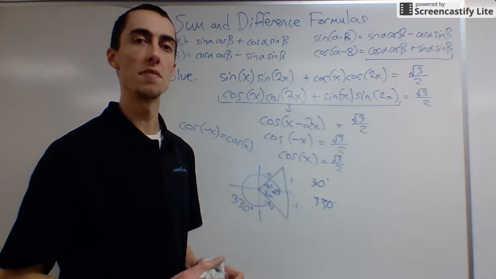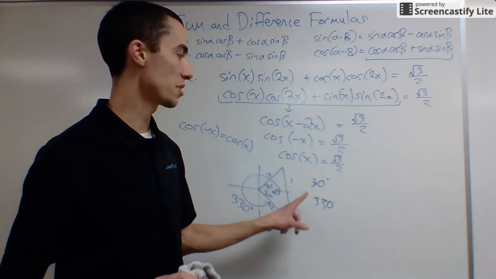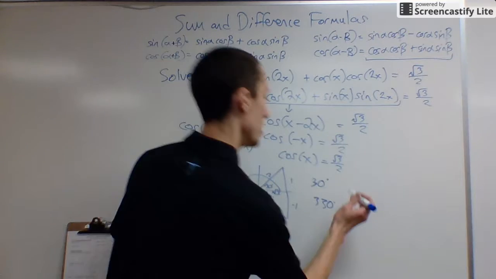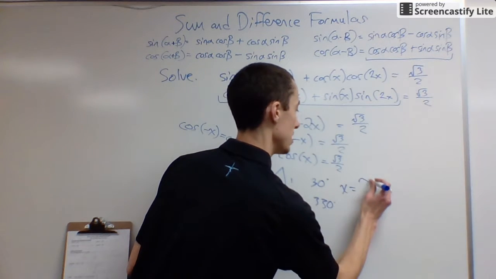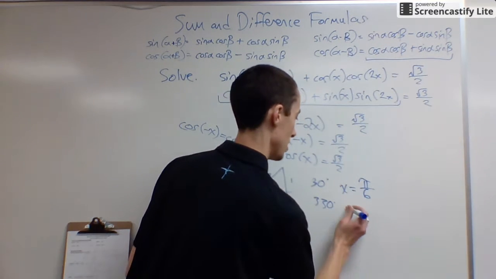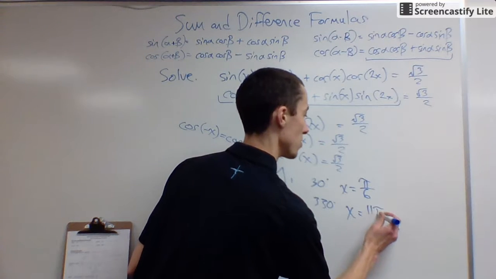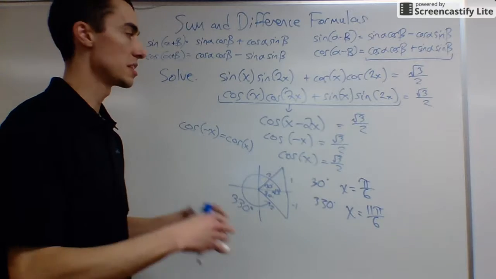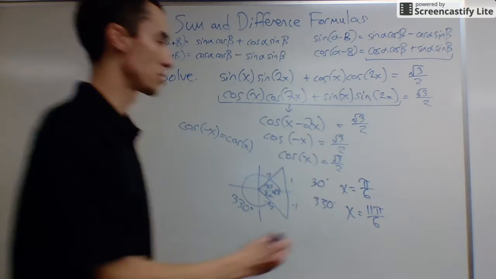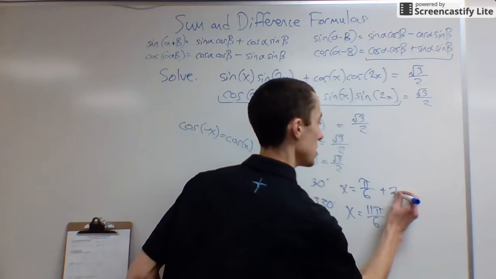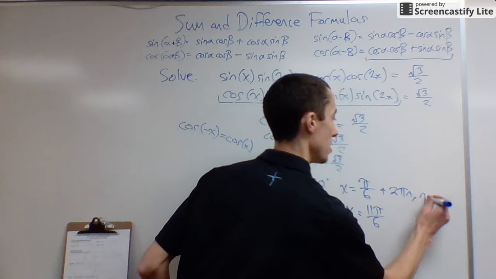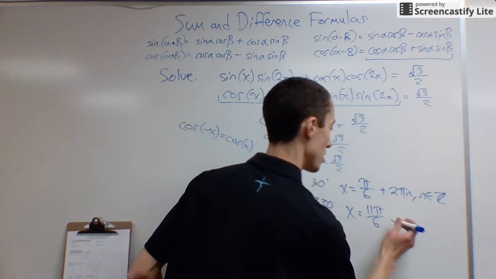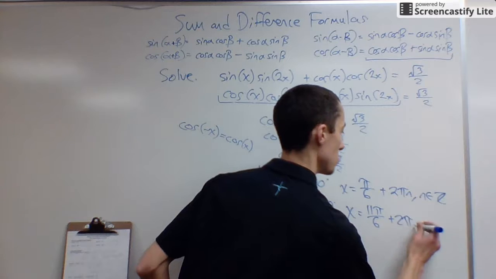Picking up where we left off, our two angles were 30 degrees and 330 degrees. In radians, that is pi over 6 and 11 pi over 6. And since the directions say solve, we need to list all the angles for which this is true. So we would need to add 2 pi n, where n is an integer, to each of those.